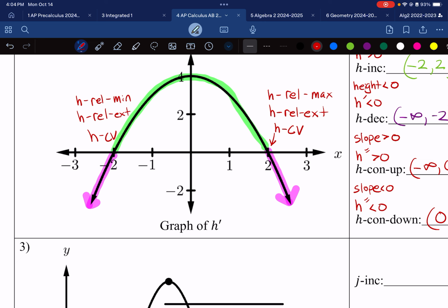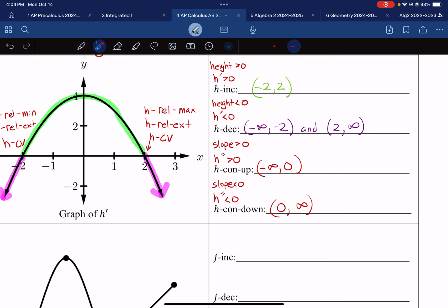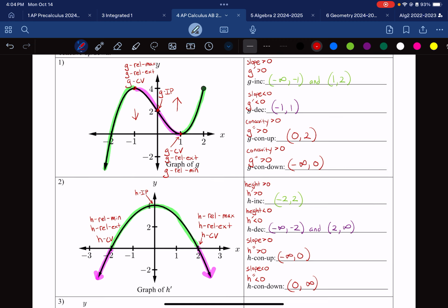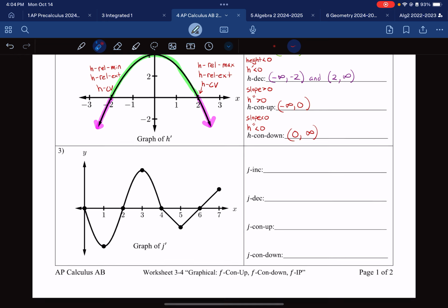And the only thing that I'm missing is my inflection point. Where do I change concavities? And you can see, I was concave up, and then I was concave down. That changed when I hit 0. This is the boundary line. I had positive slopes, and then I had negative slopes. So that means I have an inflection point here. We'll say that this point right here is an H inflection point. And I think I have all the vocab terms here. Let's just go ahead and double check. Yes, got all of them. All right, perfect. Moving on to number 3.